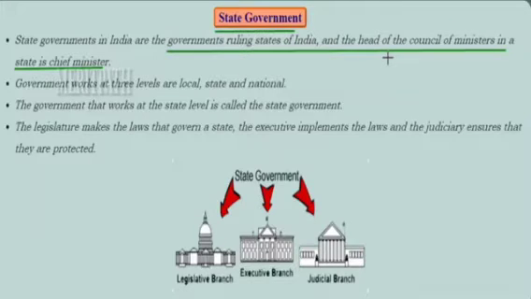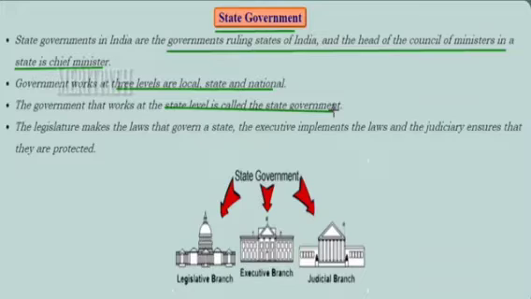And the head of the Council of Ministers in a state is known as the Chief Minister. Every state in India has a Chief Minister, and he is the head of all the council ministers of that state. Government works at three levels in India: local level, state level and national level. So we have Gram Panchayats, state governments, and the central government, right?